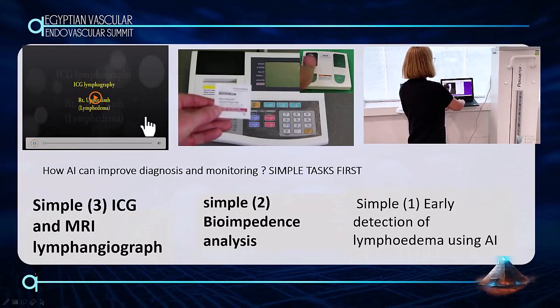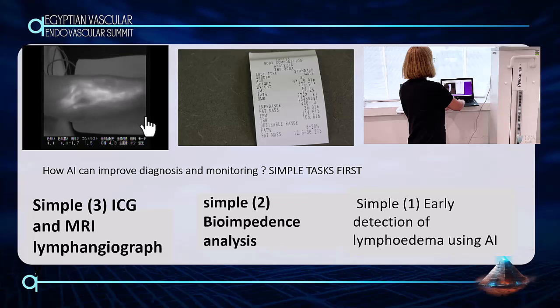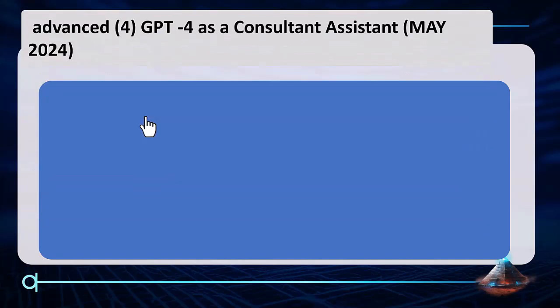Also, imaging needs artificial intelligence. This is imaging of lymphatics after a patient with radical mastectomy, where you can see all the lymphatics stop in the axilla. Nothing passes this. All this is a simple use of artificial intelligence. Now let us discuss advanced use of artificial intelligence.